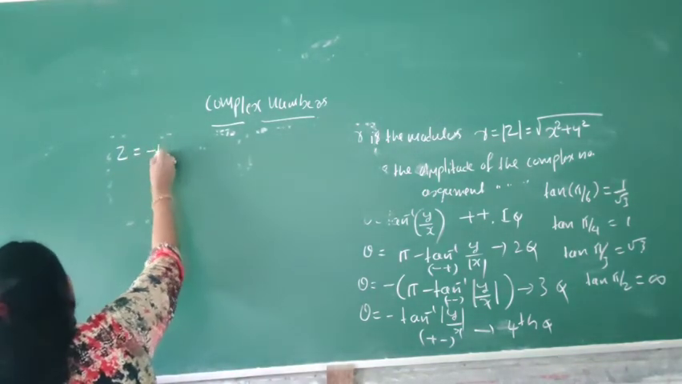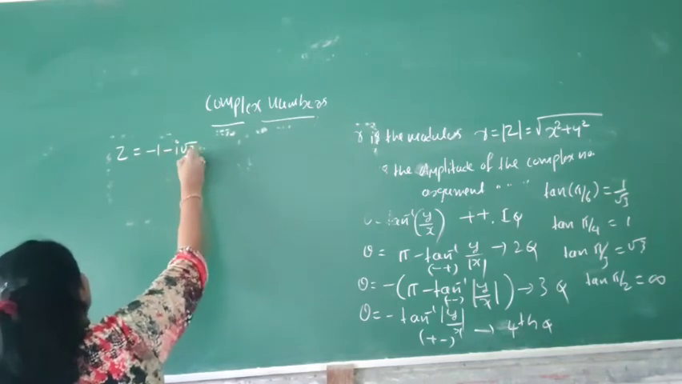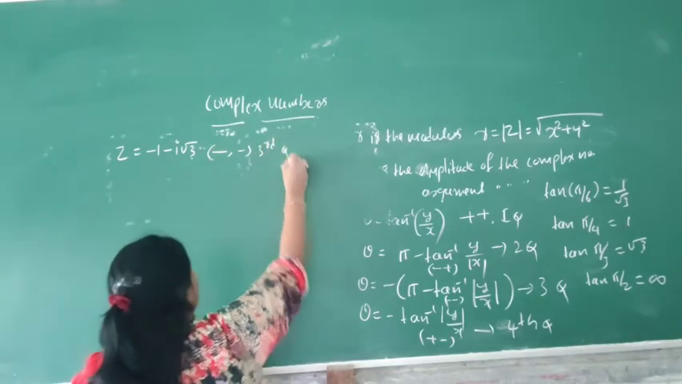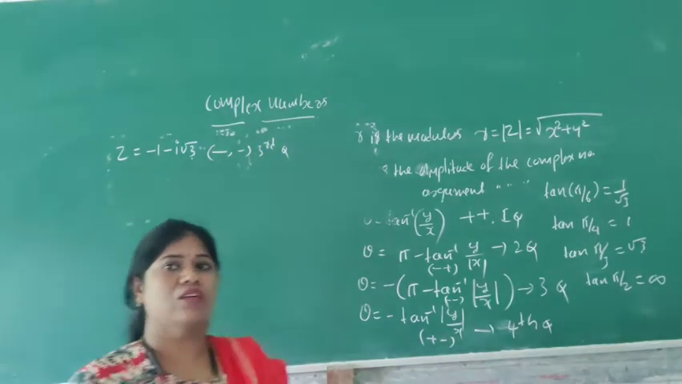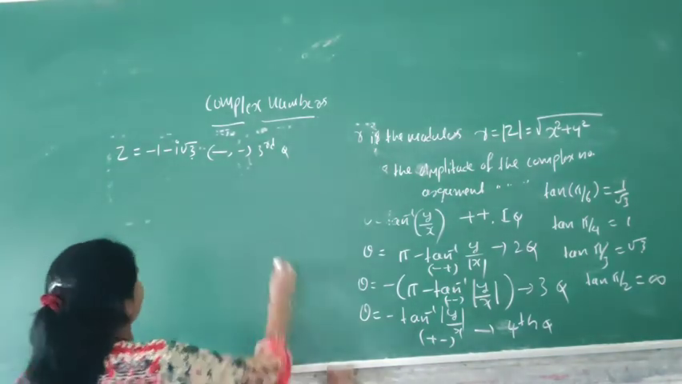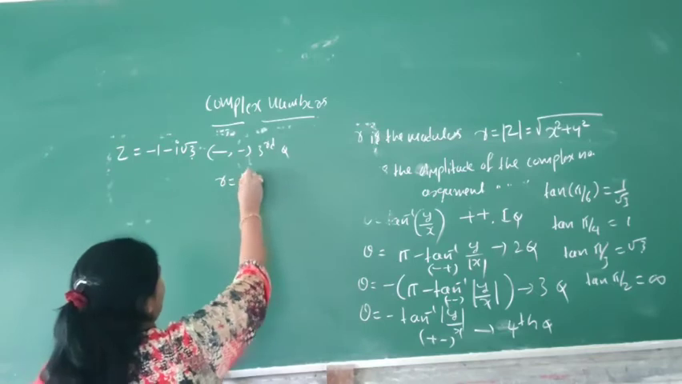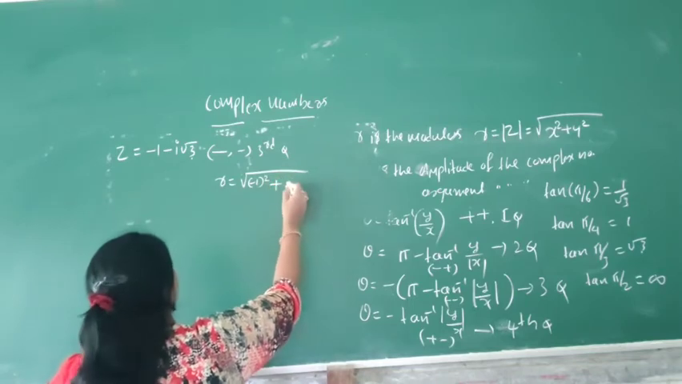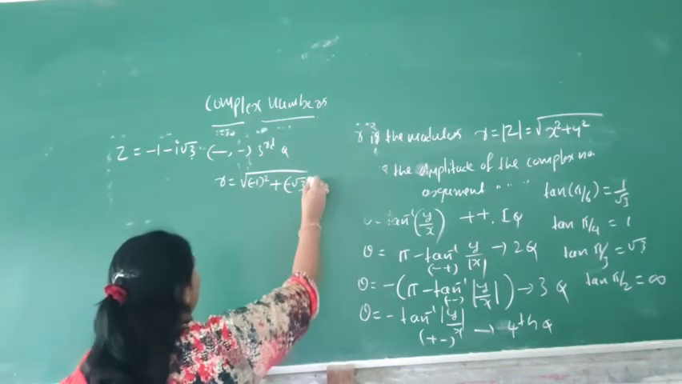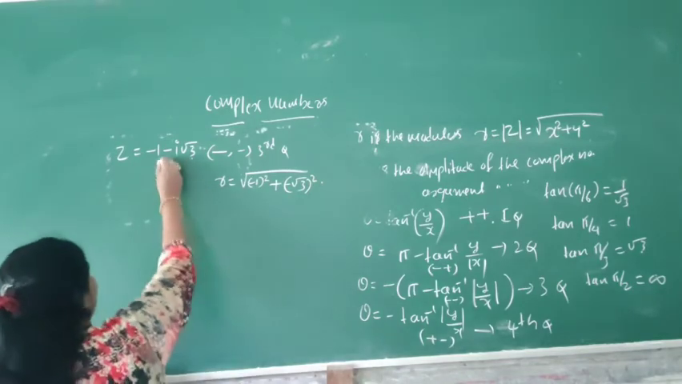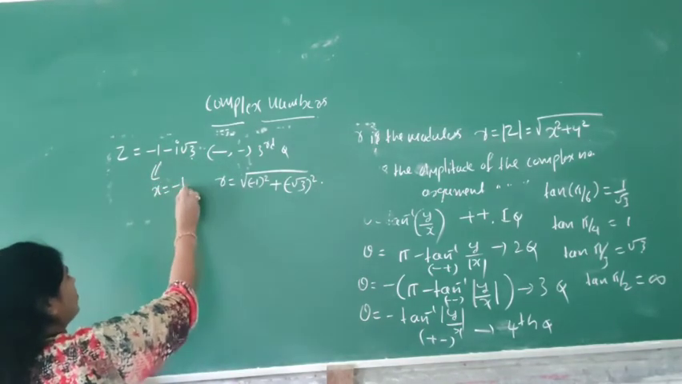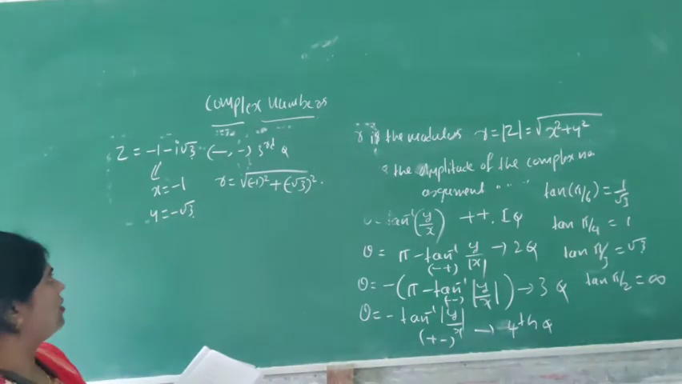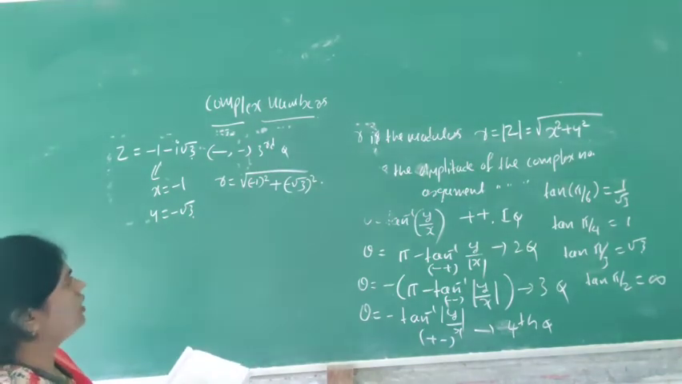Next one. z is equal to minus 1 minus i root 3. So theta lies in the third quadrant. Okay. So how will it be? r is equal to the square root of minus 1 whole square plus minus root 3 whole square. This x value is minus 1, x is equal to minus 1, and y is equal to minus root 3.